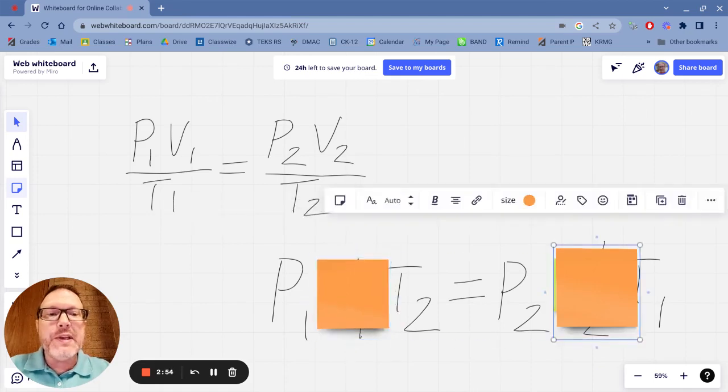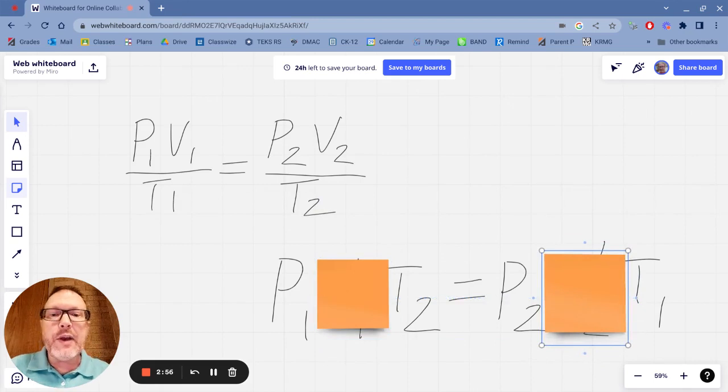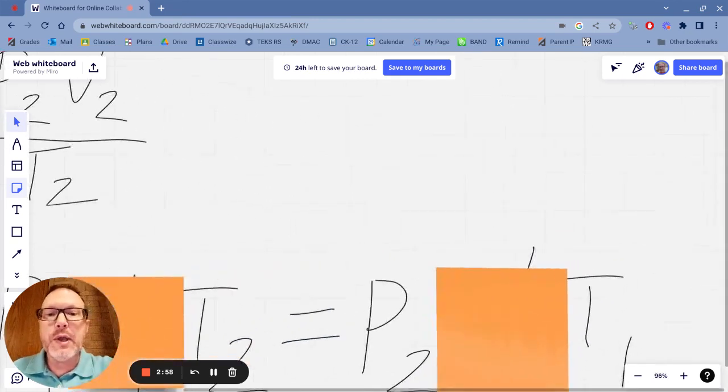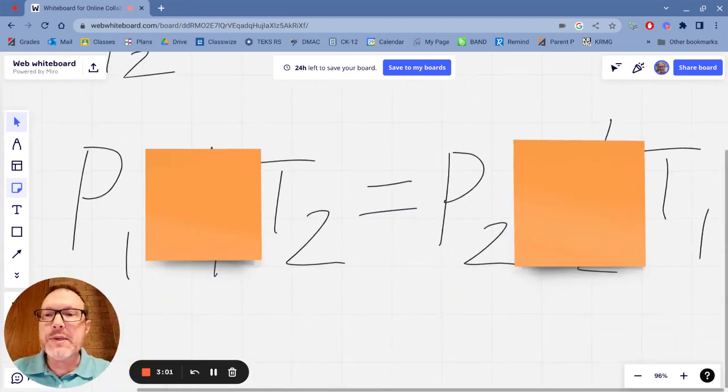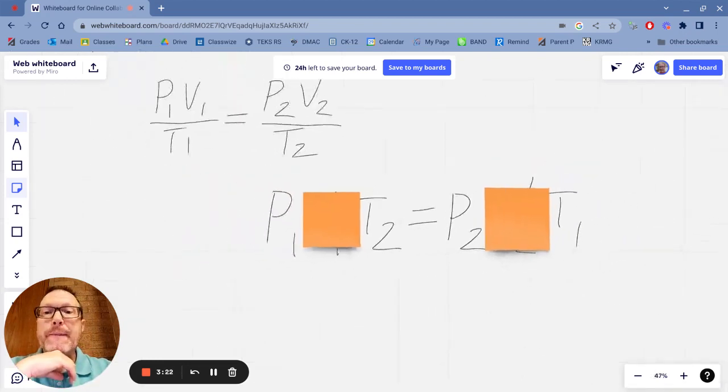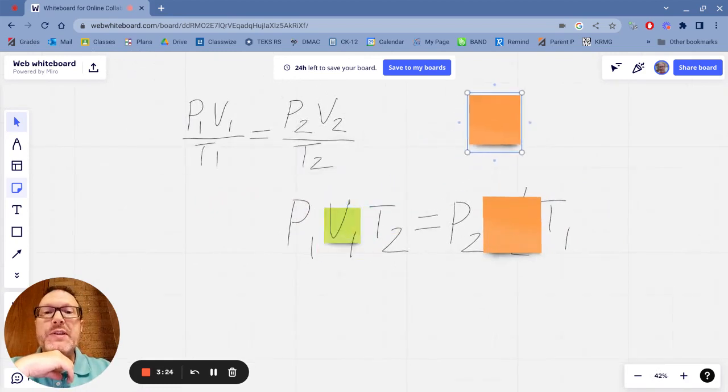So here, if the V's stay constant, then look, we've got P1 times T2 equals P2 times T1, which is Gay-Lussac's law. So the problems that you're going to be trying to work today, some of them are going to be Boyle's, some are going to be Charles, some are going to be Gay-Lussac, and some are going to be combined. You have to read through there, identify the variables in the space that you've been given, and then start with one of these two formulas.